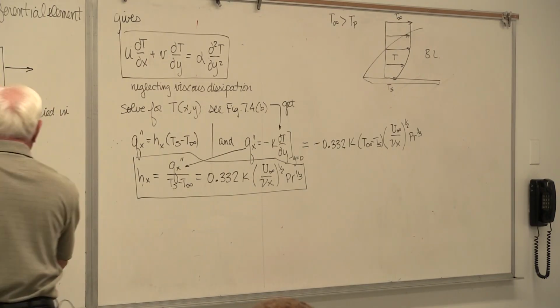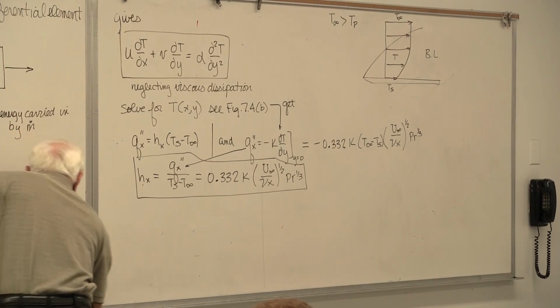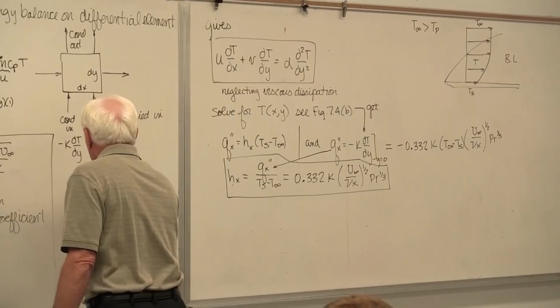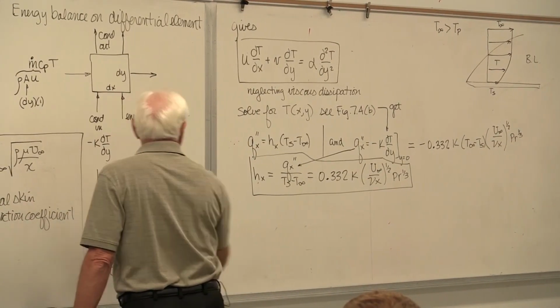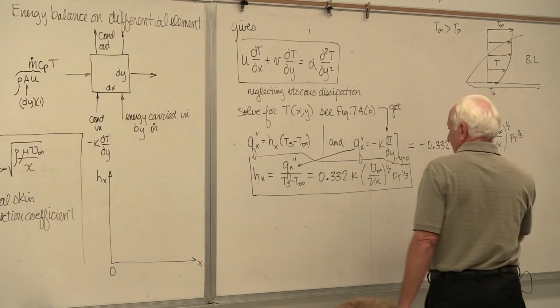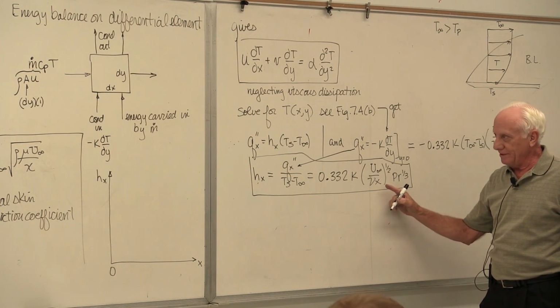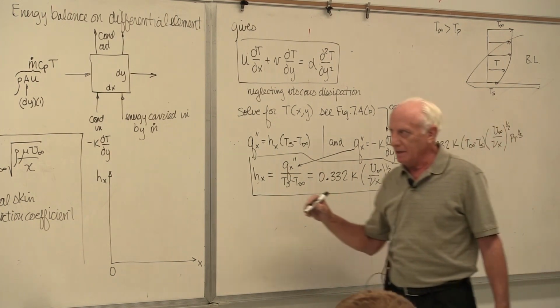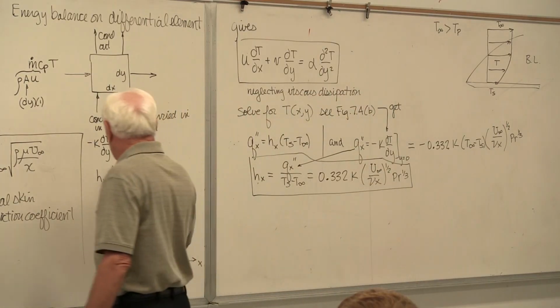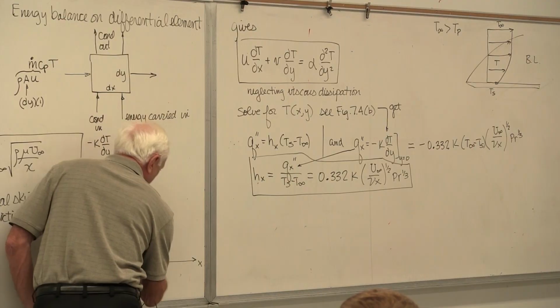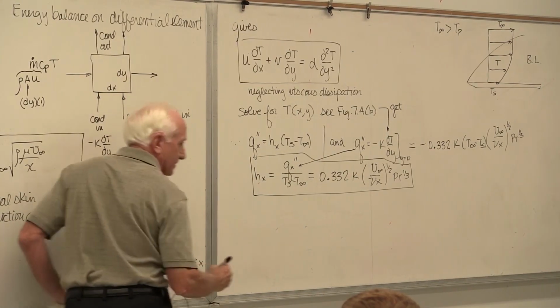I'm going to plot it right here. Put x equals 0, approaching 0. As x approaches 0, hx approaches infinity. Okay, very big. As x gets larger, h gets smaller. There's how it varies.